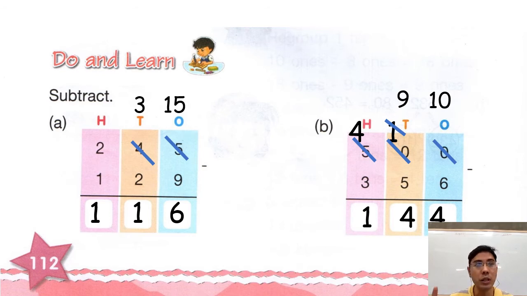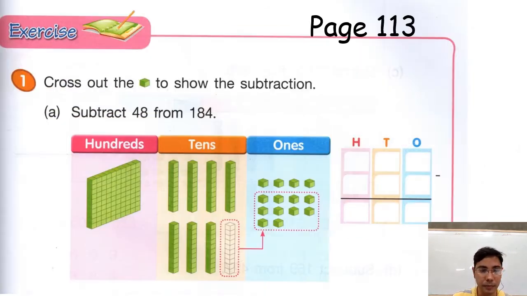Maybe we can go to the next page. Page 113. We have to subtract 48 from 184. What do we do? Let's put the numbers inside the place value chart. So let's fill in the blanks. 184 minus 48. Let's start.